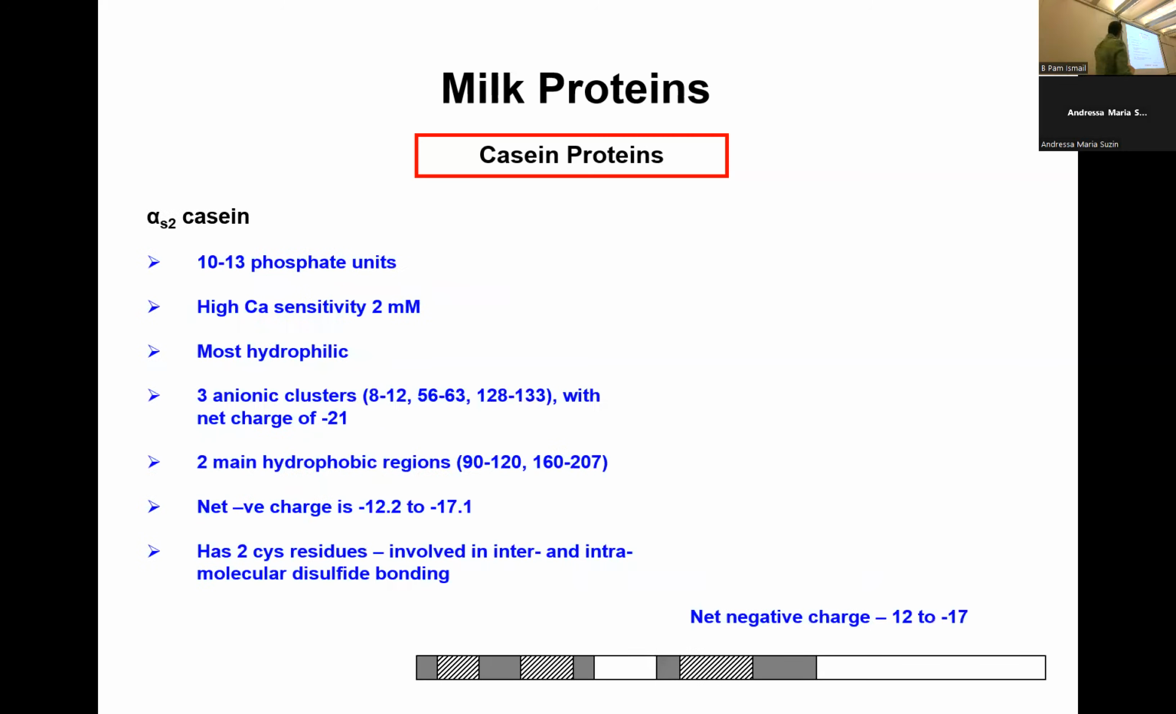Okay, in terms of alpha S2, you don't have to remember 10 to 13, but it's the most phosphorylated among the caseins. Alpha S1, alpha S2, and beta. Alpha S2 is the most phosphorylated. It's very sensitive to calcium compared to the others, given the fact that it's more phosphorylated.